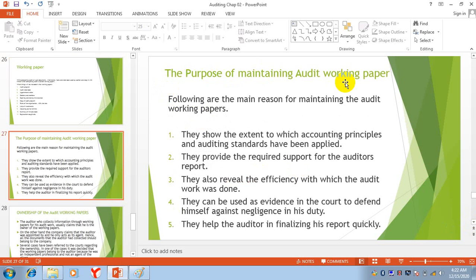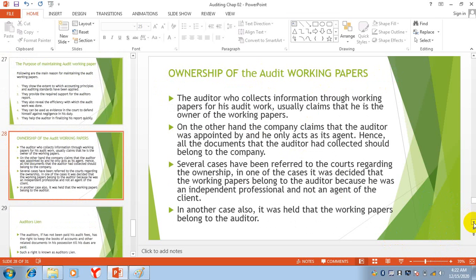And then we discussed the purpose of maintaining audit working papers, why we are maintaining the working papers, what is the reason for maintaining them. Then we discussed the ownership of audit working papers, who will be the owner of these working papers. We discussed that the auditor will be the owner of the working papers. It belongs to the auditor and not the company.